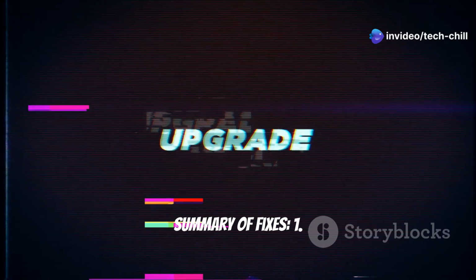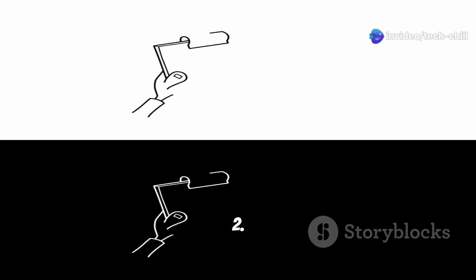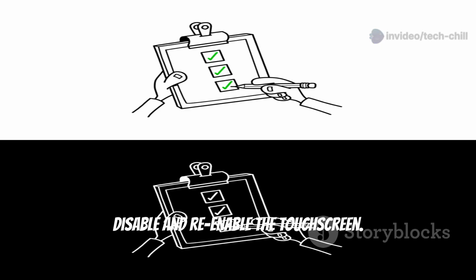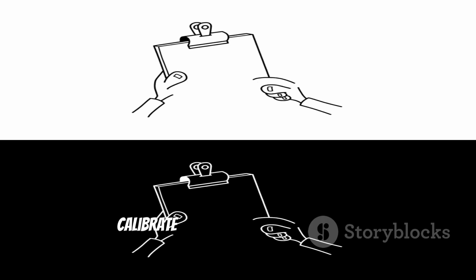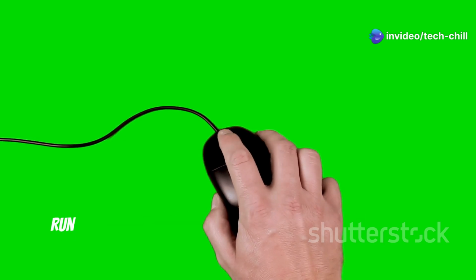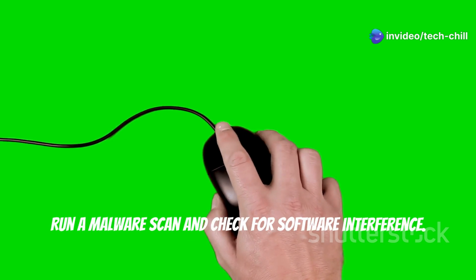Summary of fixes. 1. Restart your computer. 2. Clean the touchscreen or trackpad. 3. Disable and re-enable the touchscreen. 4. Update touchscreen or trackpad drivers. 5. Calibrate the touchscreen on Windows. 6. Adjust touchpad sensitivity or disable it. 7. Run a malware scan and check for software interference.